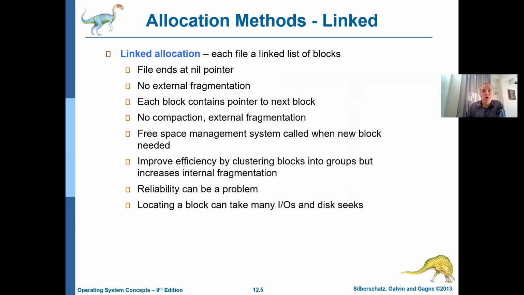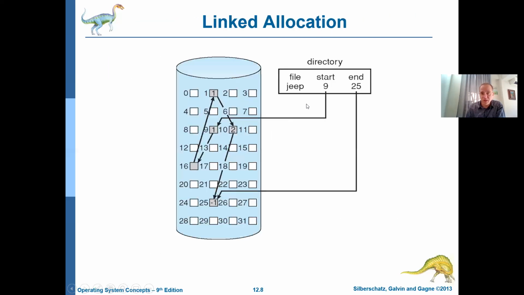So the one method is to have a linked allocation, which is that each file is really just a linked list of all of its blocks. The file ends at a null pointer. Each block contains a pointer to the next block. That's the key point. Here's a linked allocation.